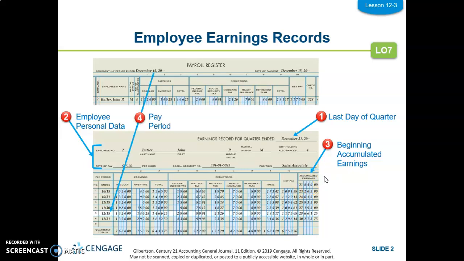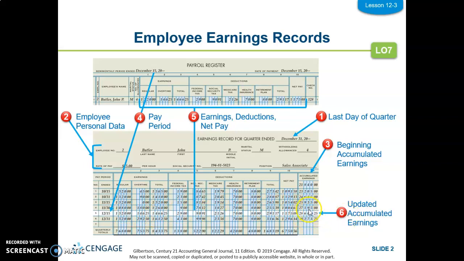Then we are doing the December 15th pay. So we had done all these first 4 lines in previous pay periods. We're now on December 15th. So we would literally end up copying all of that information from the payroll register for John Butler down to this line. So we copy that line.